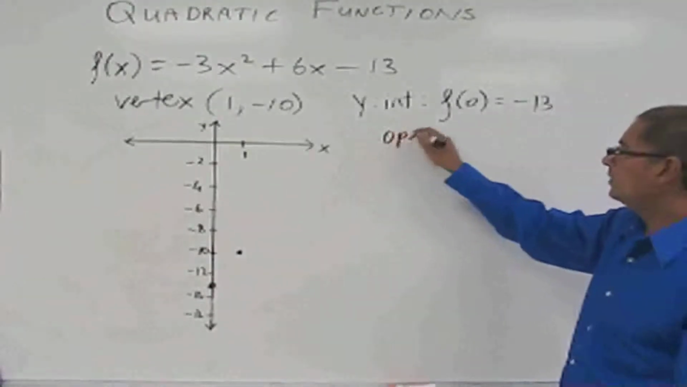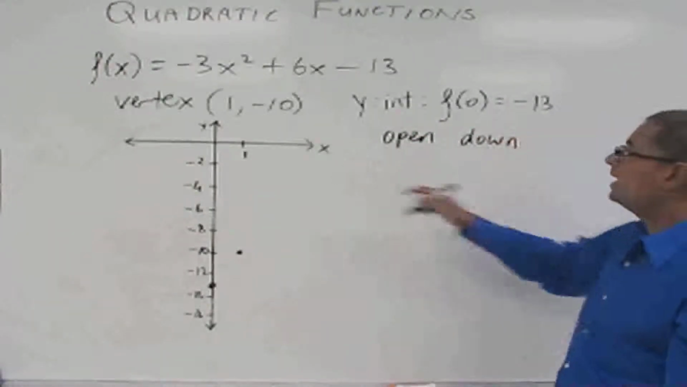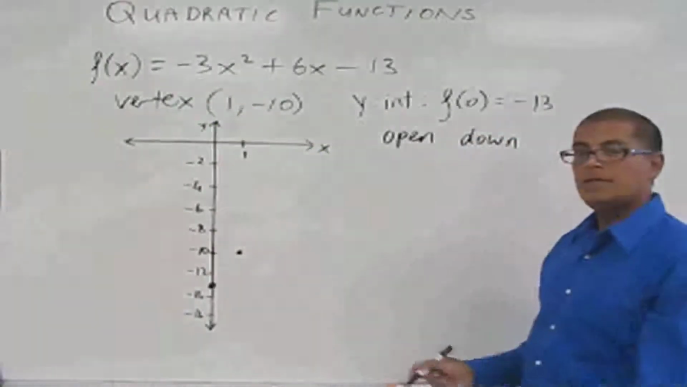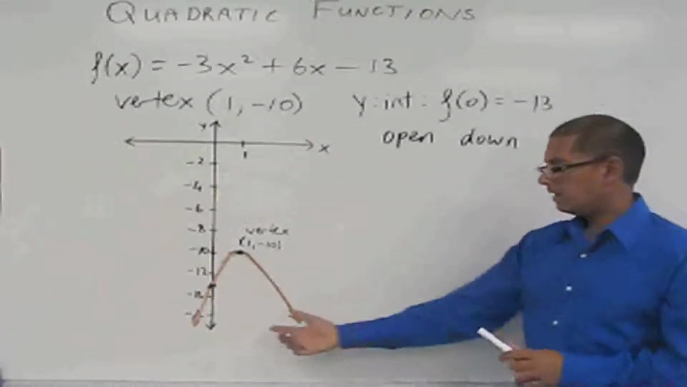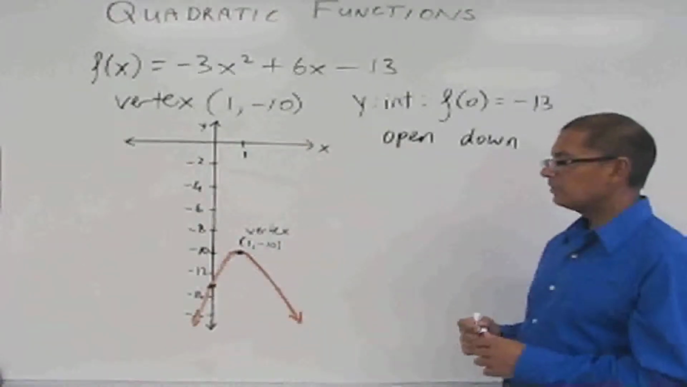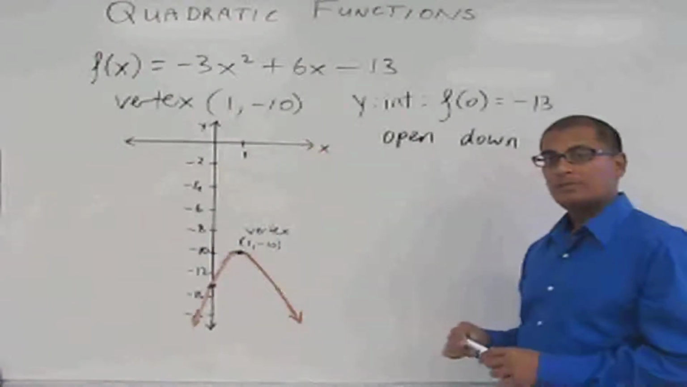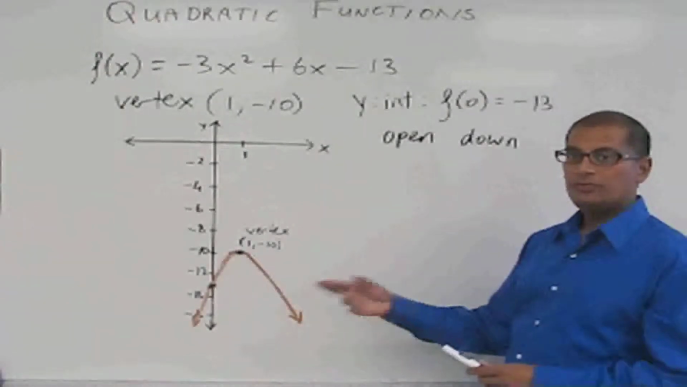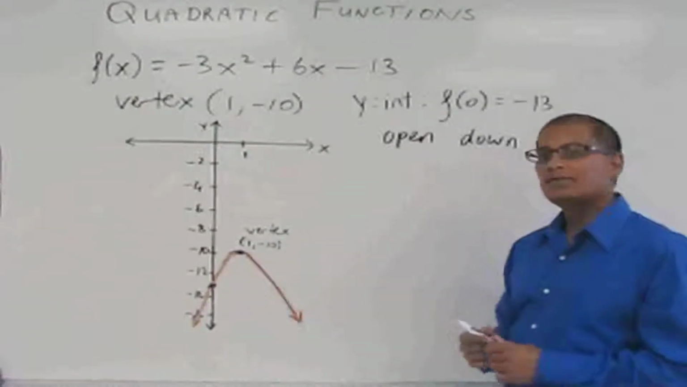Does it open up or does it open down? It opens down in this case because a is negative. A is negative 3, so it's going to open down. If we finish this sketch, we have a graph like this, opening down, with my vertex at (1, negative 10). Now, a few things to note from this graph. It's never going to hit the x-axis, so it doesn't have any x-intercepts. As we'll see, it does have what we call zeros, but they're imaginary. But this doesn't have any x-intercepts.